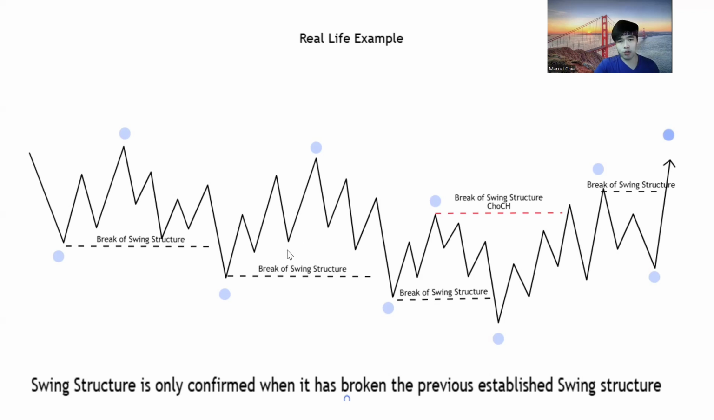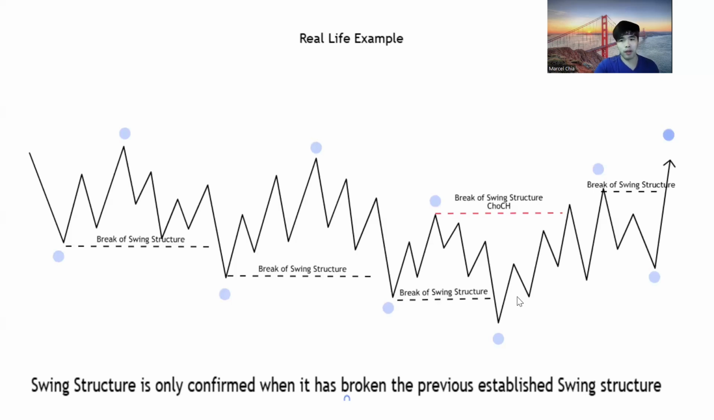So how do we exactly confirm this high? It is when there's a break of this new low again to form a new swing low at the bottom, which confirms this high, right? So technically, swing structure is only confirmed when it has broken the previous established swing structure, where of course this swing low is confirmed when there's a break of this structure which forms this high as well, and this high again is confirmed when this swing structure has been broken.